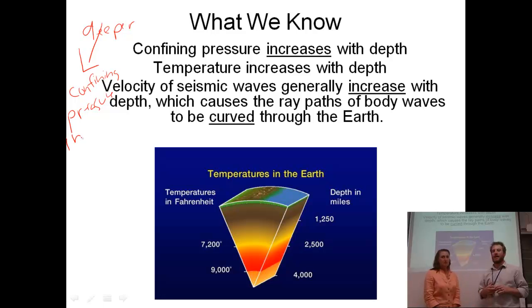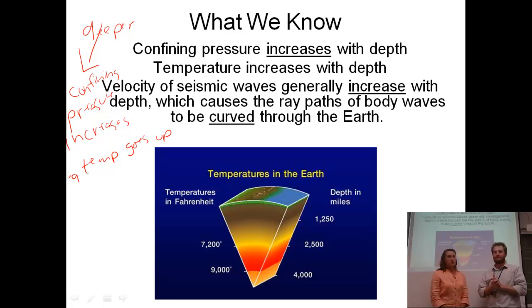Okay, good. And then with temperature, we talked about this with subduction zones. As it gets deeper and deeper, it gets hotter and hotter, right? And we have a specific name for that. That's called the geothermal gradient. So we're saying that temperature also increases with increasing depth. And that's what this picture is really showing us, right?